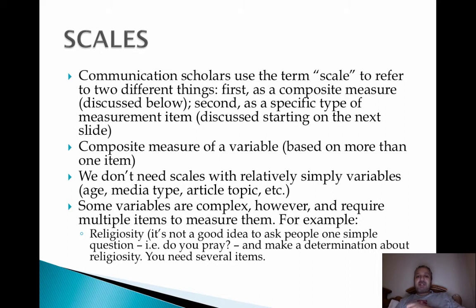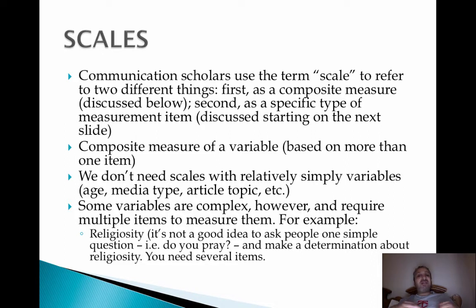Here, what we mean is that some variables are so complicated that we need multiple items to measure them. For example, I'm continuing with the same example of religiosity, which is a really important concept in our field and in social sciences in general. You wouldn't want to just ask one question and say, hey, are you religious? Or hey, do you pray? And they say okay, well, yeah, I got my category. This person prays, so they're religious. That's really simplistic. Religiosity is complicated, it's complex.